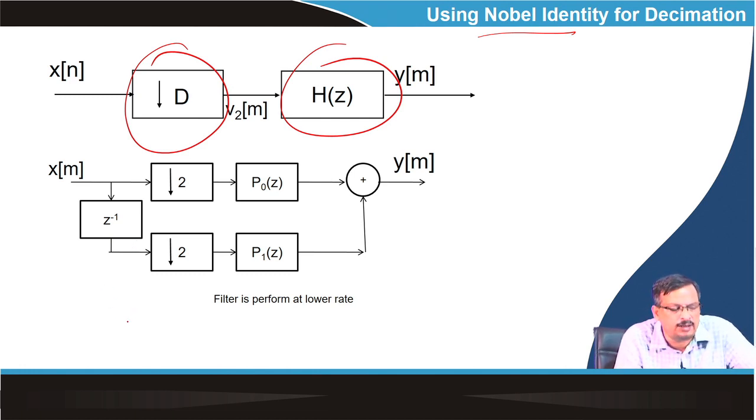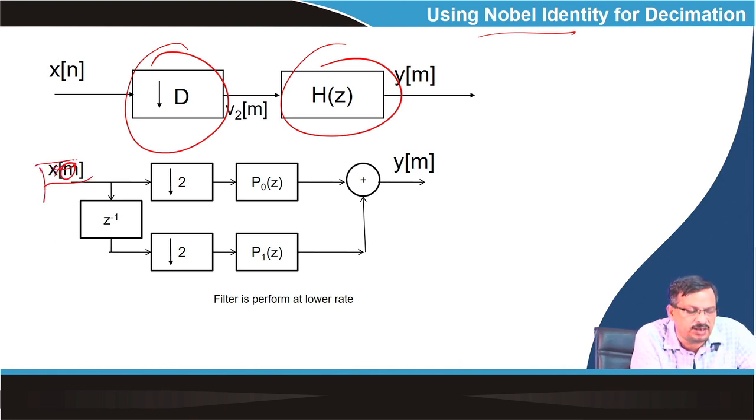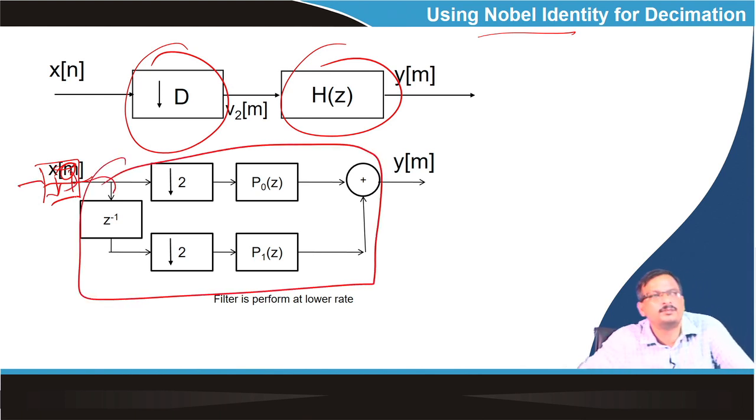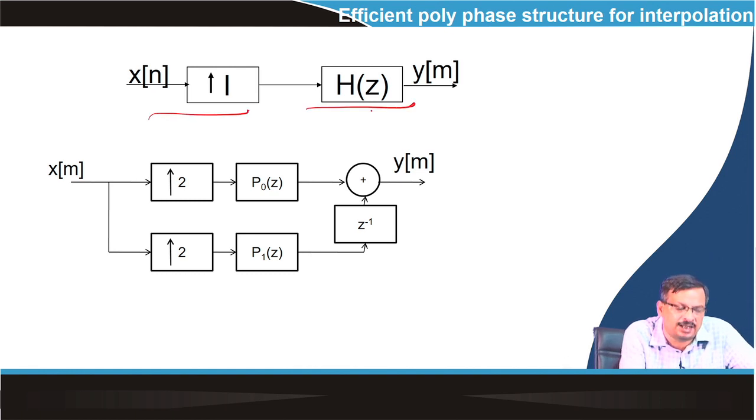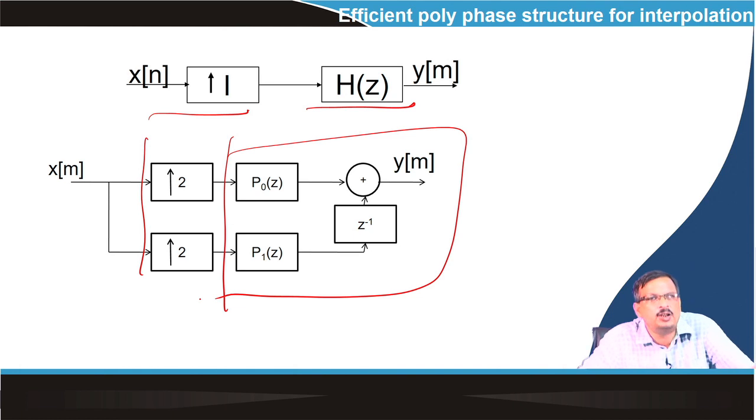So, how do I do that? First downsampling this side, sorry, there is a mistake. So, this side I will first downsample and then implement that filter. Both are possible, first downsample and then filter. Similarly, for interpolation, upsampling and filter is implemented this way, using polyphase filtering.